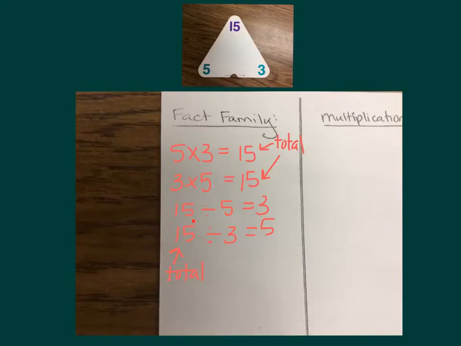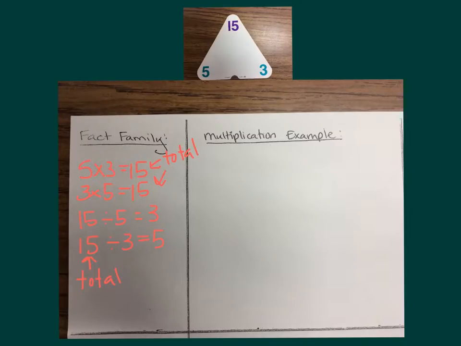I also know that 15 divided by 3 will then give me 5. Notice how I have also labeled where my total is. On your fact family center, you are expected to label your total for all 4 equations. The next step in your fact family center is to give a multiplication example.